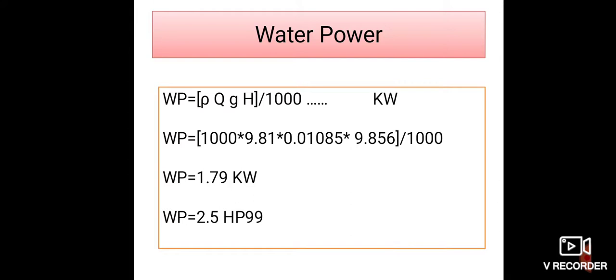Now we have to convert into HP, so we divide by 746, and then we get it in HP. 99 is by mistake, so please neglect this.